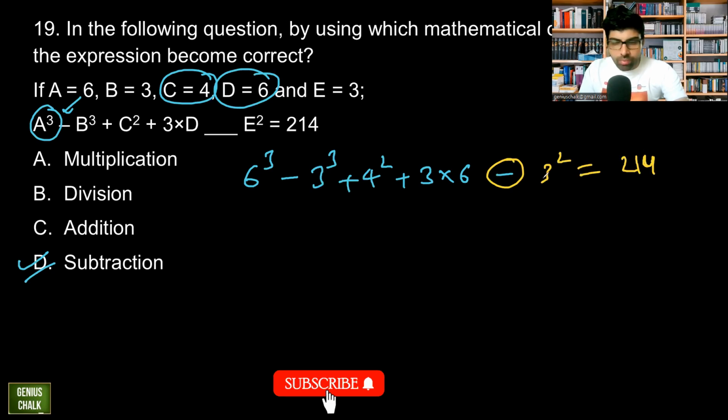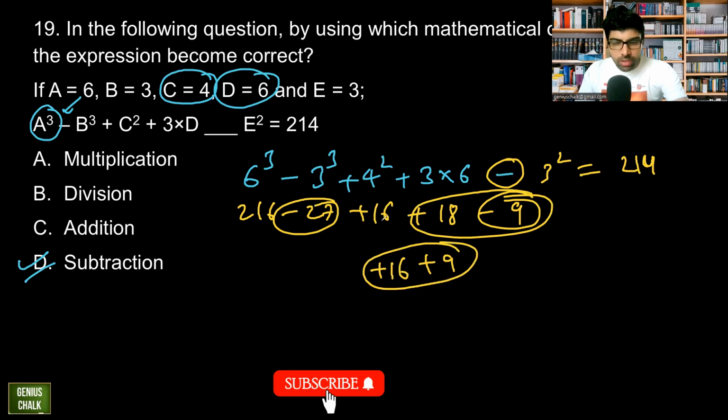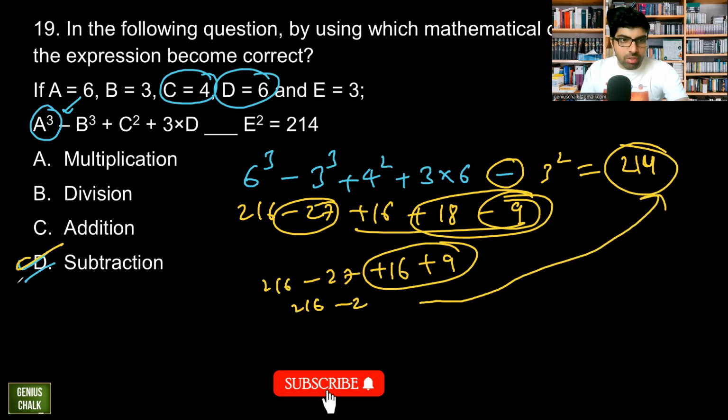Let's check it out. So 216 minus 27 plus 16 plus 18 minus 9. So just check it out. All the minus signs together clubbed. So it's, you see, it's plus 9 and plus 16. So this becomes plus 25 and plus 25 minus 27. So it is minus 2, and 216 minus 2 is 214. That is giving me the answer.